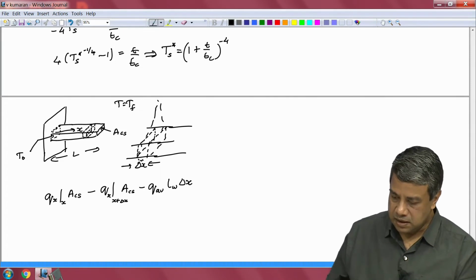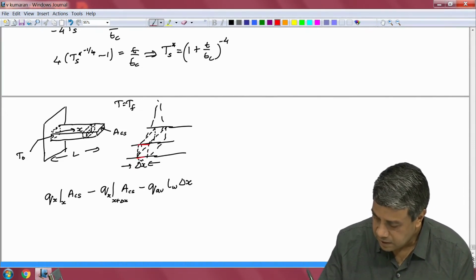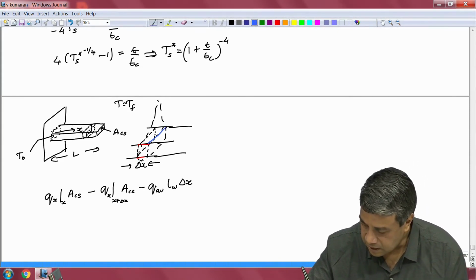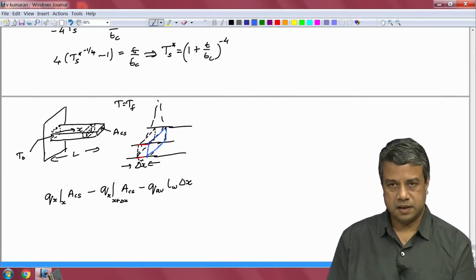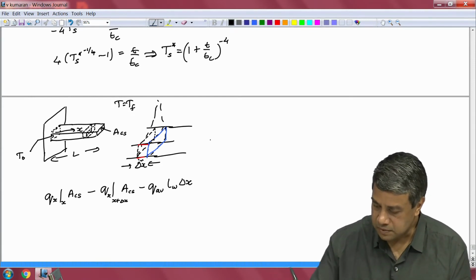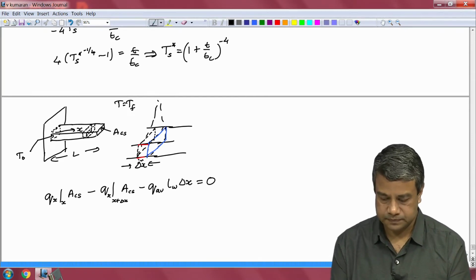Delta x is the width of this region, and the wetted perimeter is this entire perimeter of the cross section. That is the wetted perimeter. So, this has to be equal to 0 at steady state.